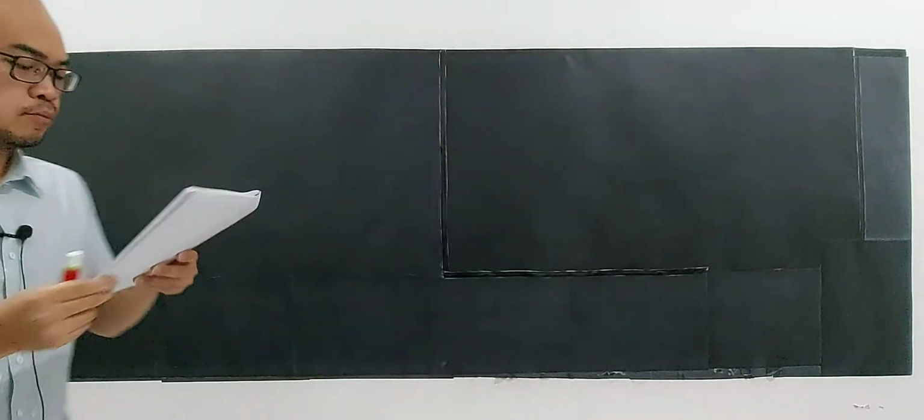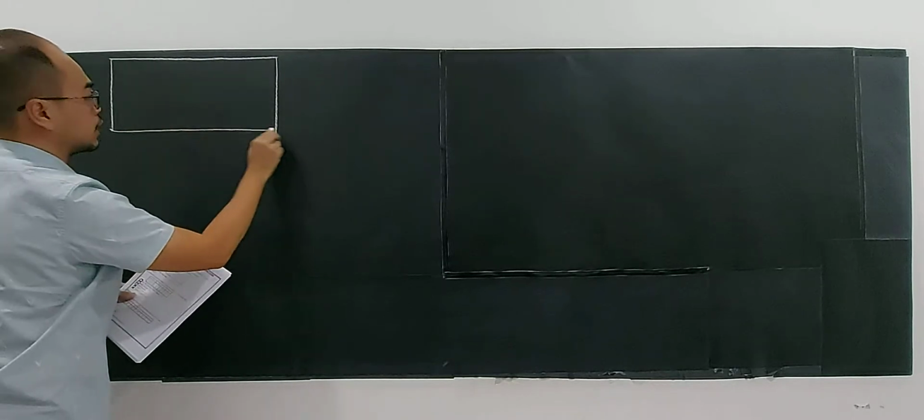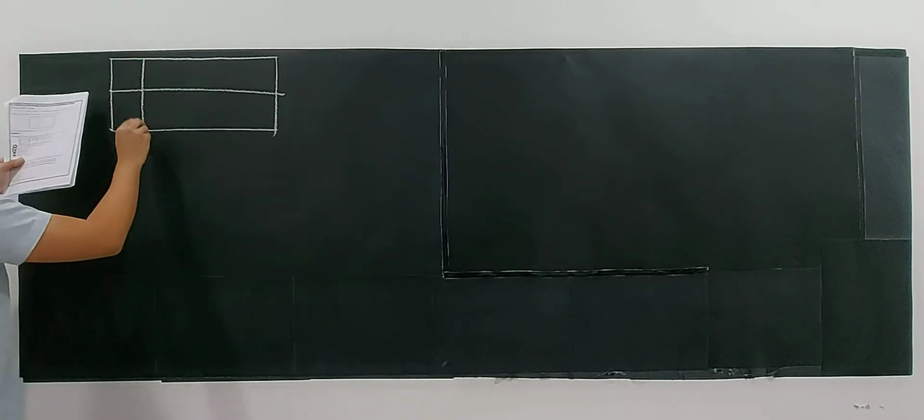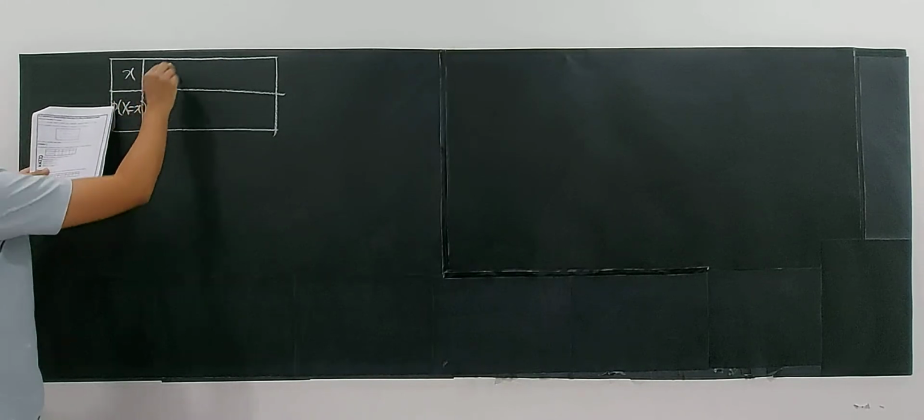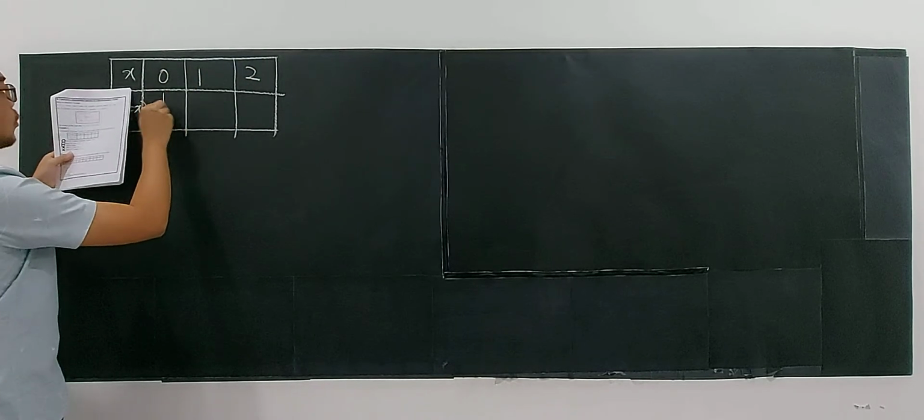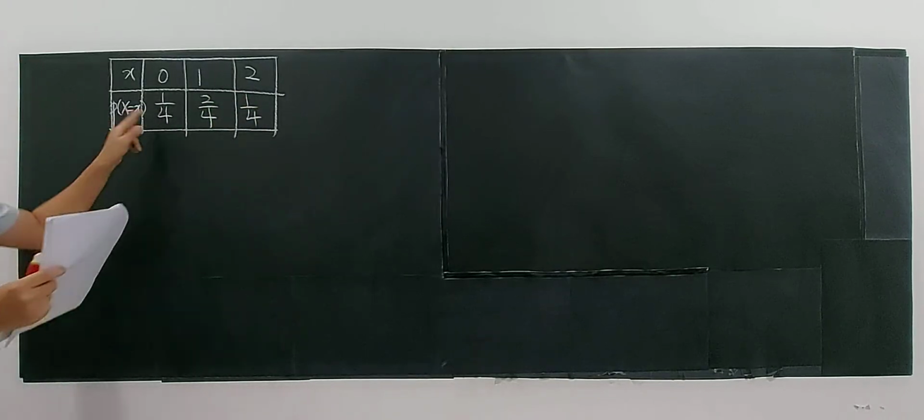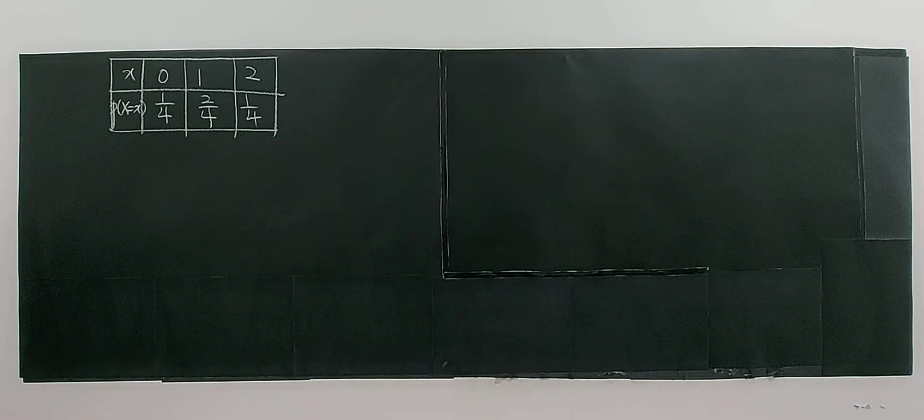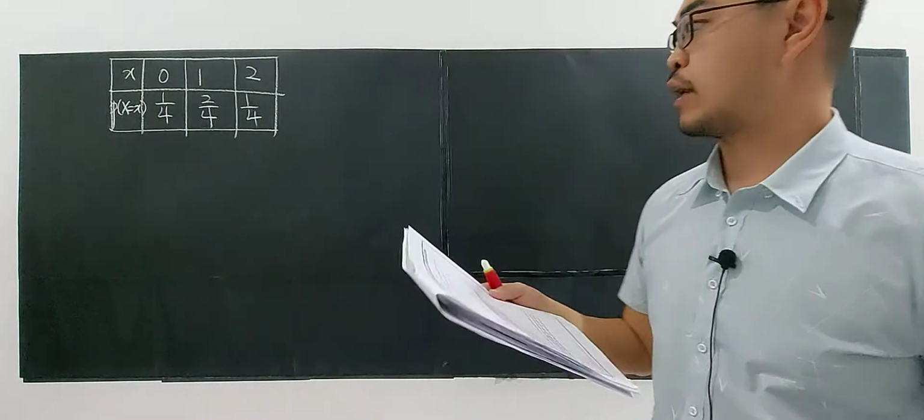They give you the probability distribution as a table. The table consists of 3 random variable values: 0, 1, and 2, with probabilities 1 over 4, 2 over 4, and 1 over 4. As you know, the total probability here must be equal to 1, as this is a discrete random variable. So how do we find the cumulative distribution function for F of x?